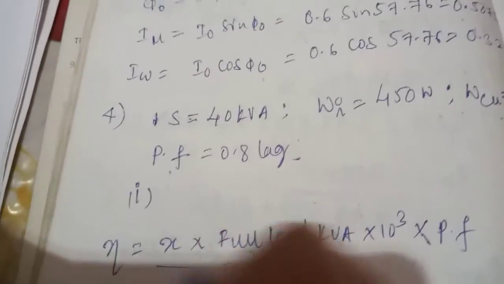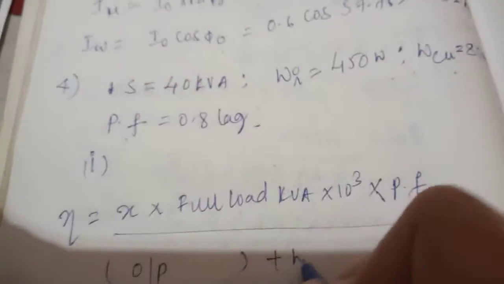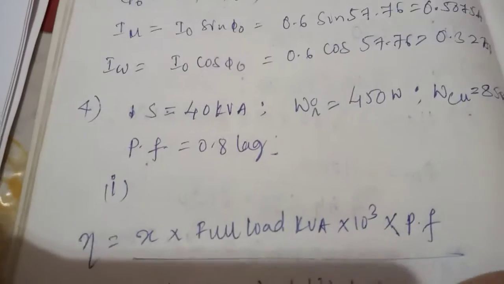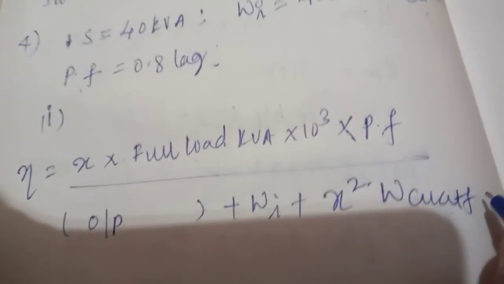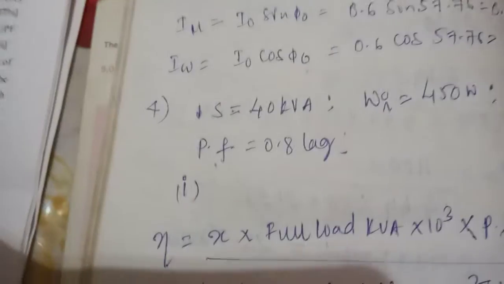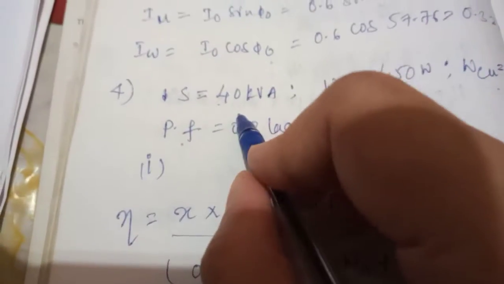This is output. Again the same thing: output plus WI plus X square into WCU at full load. Now substitute the values. What do you have to calculate first? Full load efficiency. Full load efficiency means you are running the transformer at full load, at 40 kVA, complete load, with a power factor of 0.8.